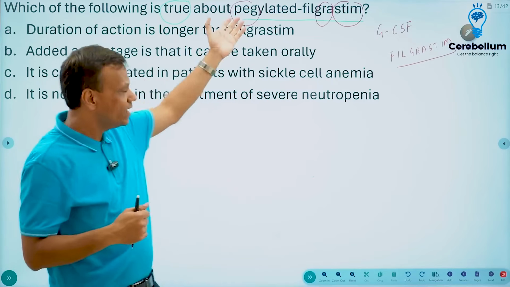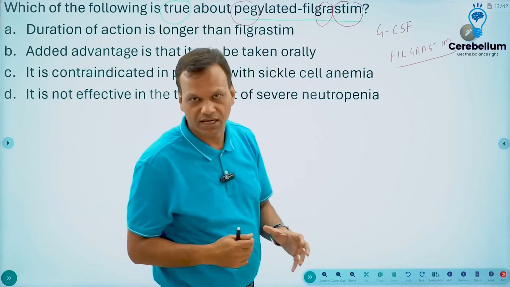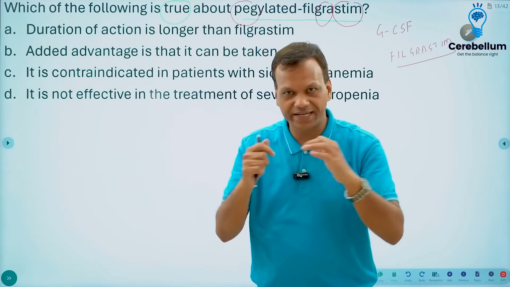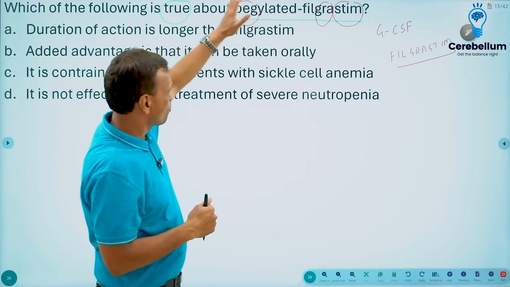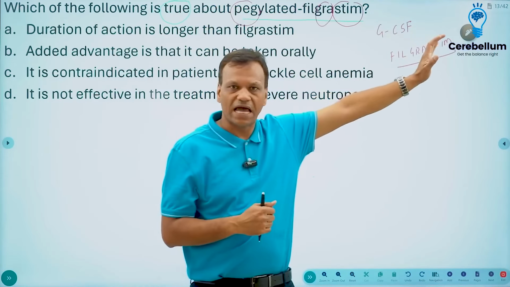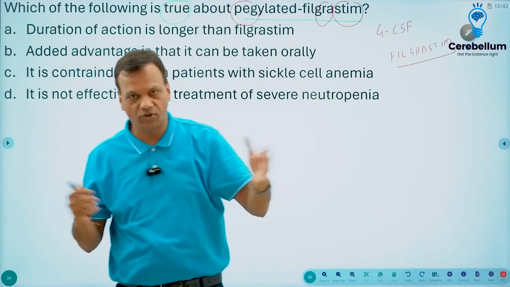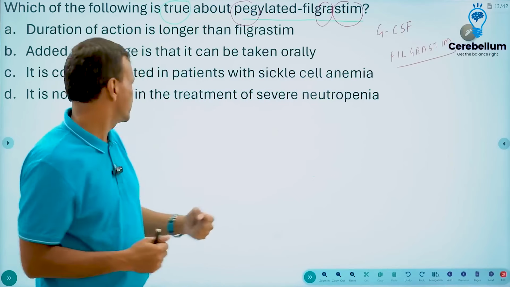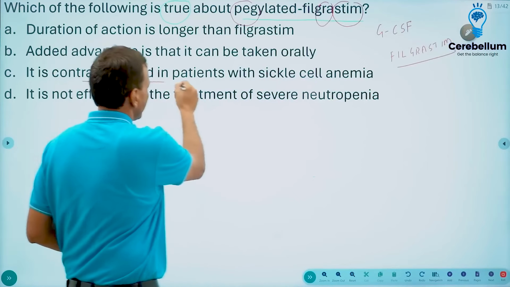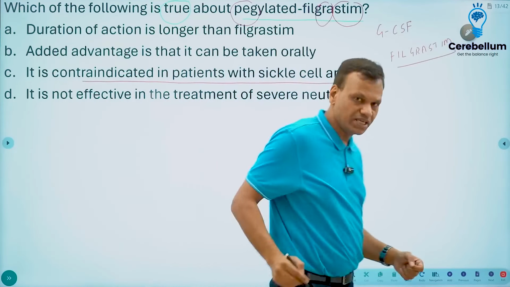Like I commonly tell, with PEG, a person walks longer, the drug will go. So pegylated drugs are long acting. So PEG-Filgrastim is longer acting than filgrastim. One is clear. Okay. Now what is the controversy here? It is contraindicated in patients with sickle cell anemia.